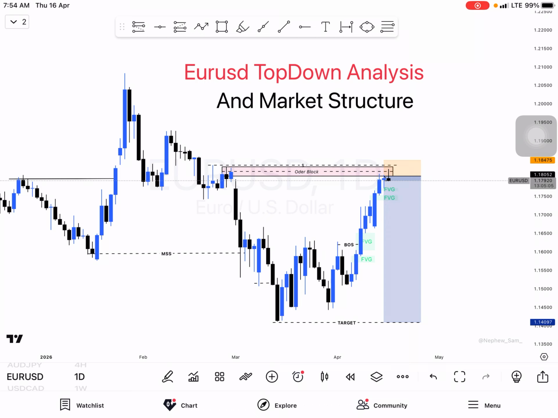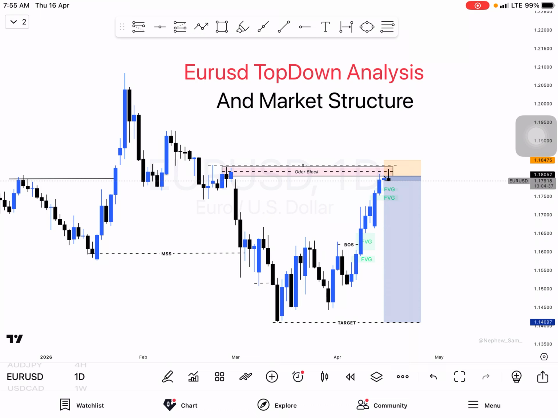Today is Wednesday and we are analyzing Euro USD once again. Let's see what the market is going to be presenting. Currently we all know the market is reacting off the daily order block. So let's see what we should expect before we enter for a sell. Is that order block really valid or not valid? So let's get straight into this.